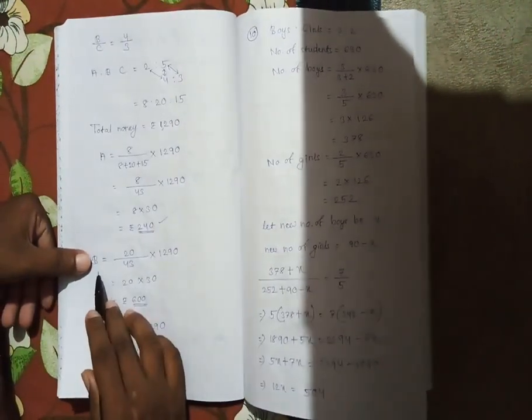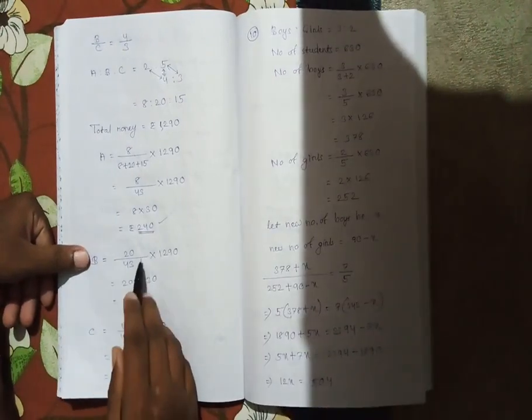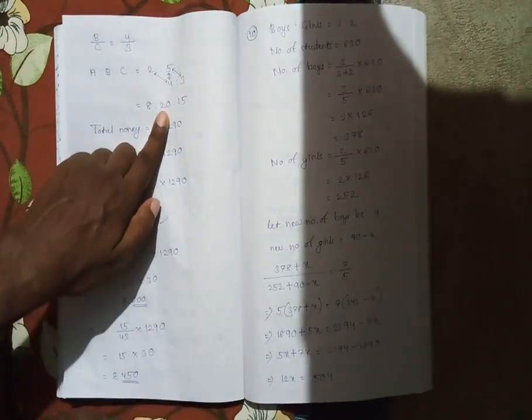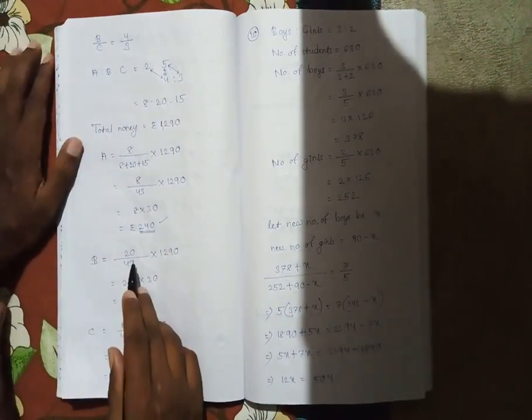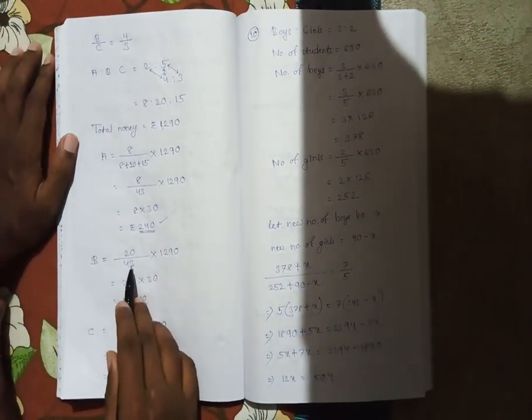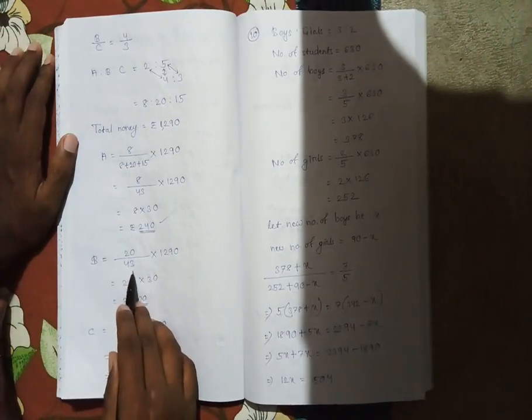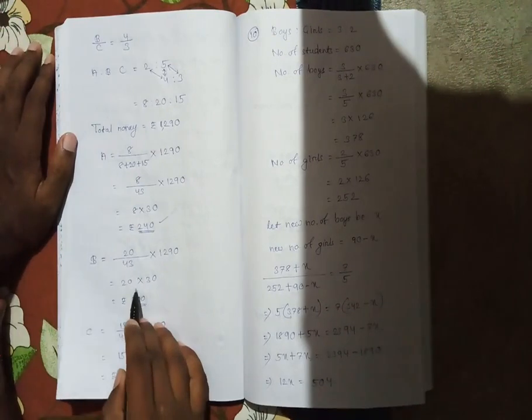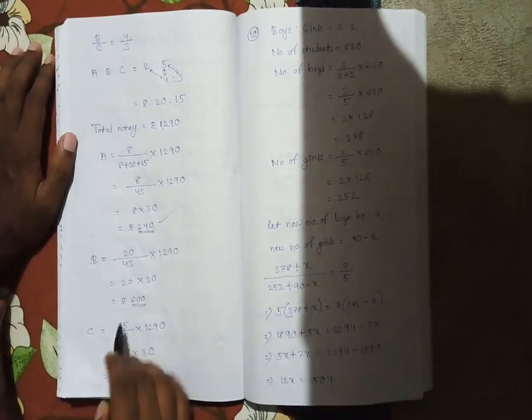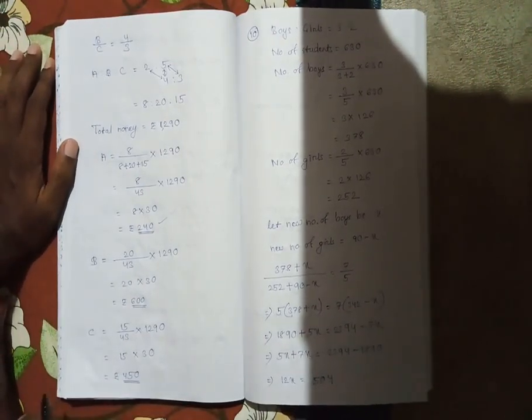Now let us find the value of B. B is equal to, again its value is 20, as you can see. A corresponds to 8, B corresponds to 20. So B is equal to 20 by, again, the sum of the terms, which is 43. We have already found this. So 20 by 43 into 1290, that is 20 into 30, that is rupees 600. Okay, so B is equal to rupees 600.